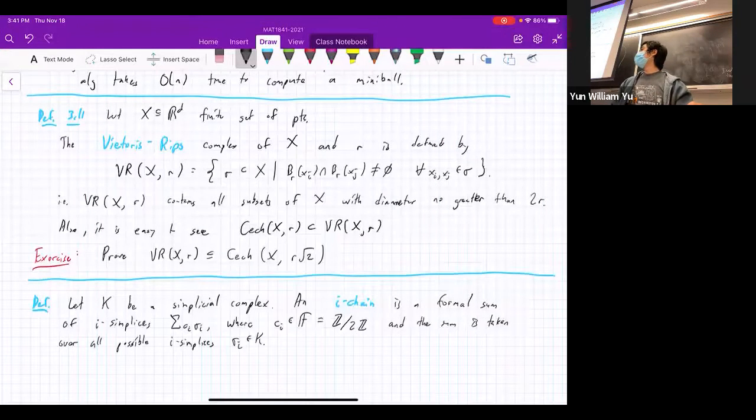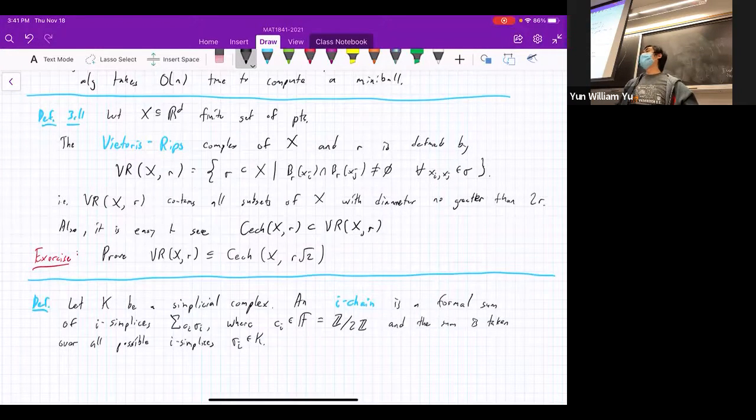Yep. Just a good question. So in a VR complex, you won't know if all of them mutually intersect, right? You won't necessarily know that, but even if all of them don't mutually intersect, you'll say that the simplex is present if you have all the edges that correspond to it. Okay, so you still fill it in. Yeah, you'd still fill it in.